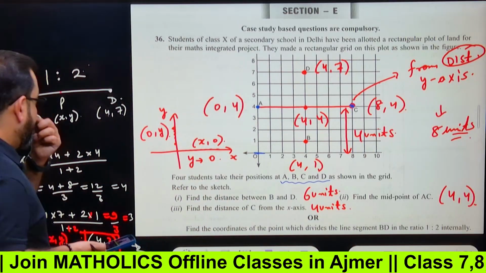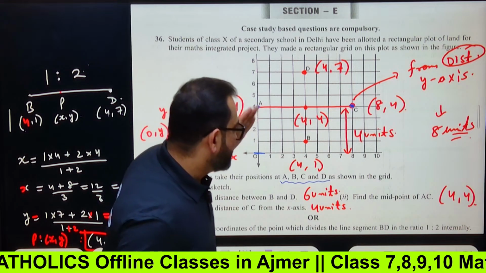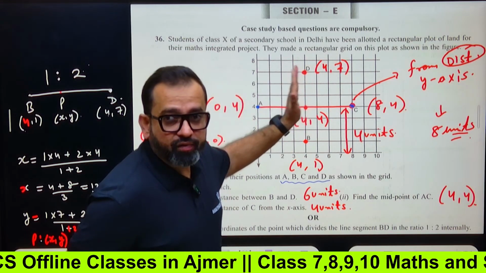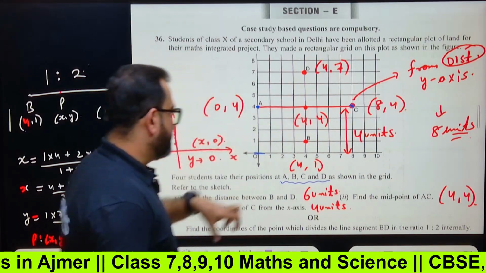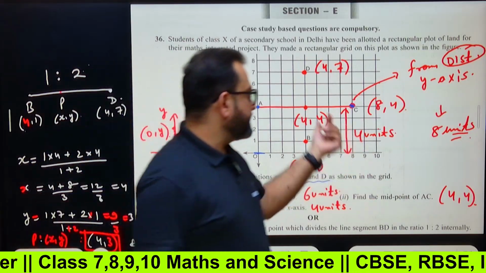Okay, now this point 4,4, how did we get this point? Everyone is comfortable? I think everyone is comfortable, right? Now the midpoint of AC, 4,4, we are done.